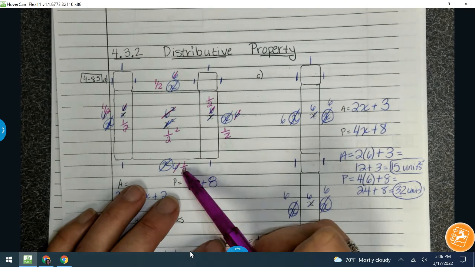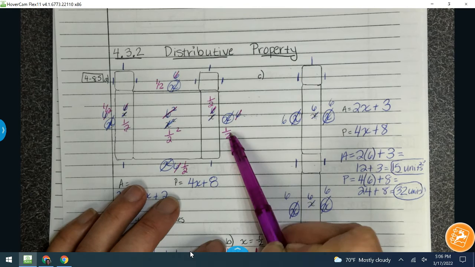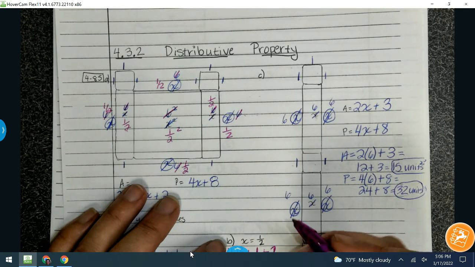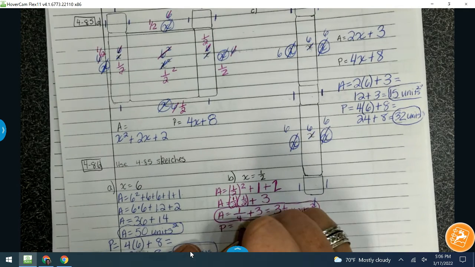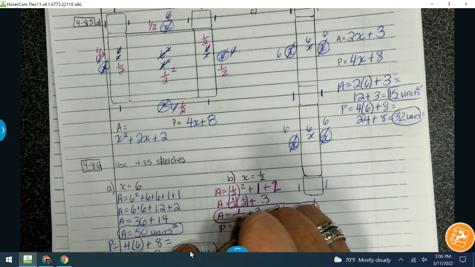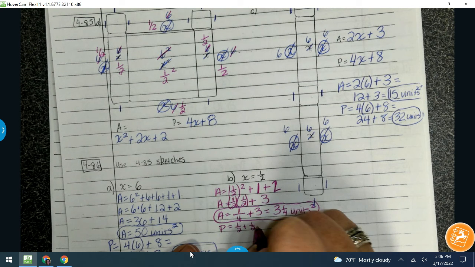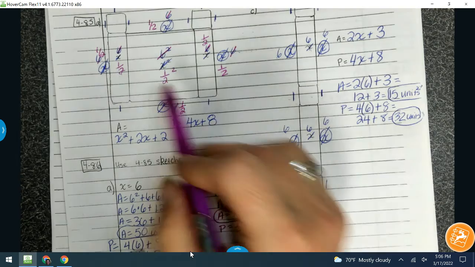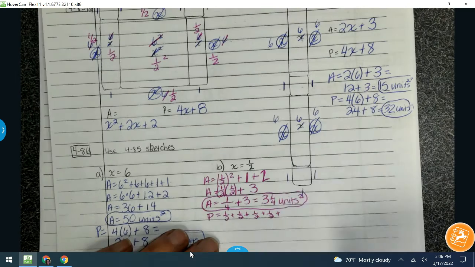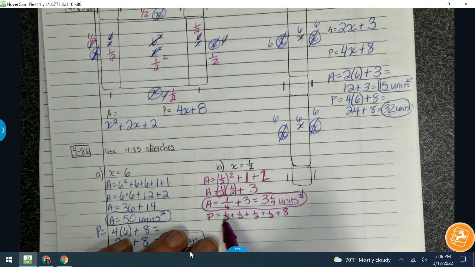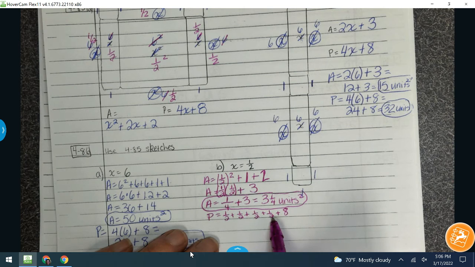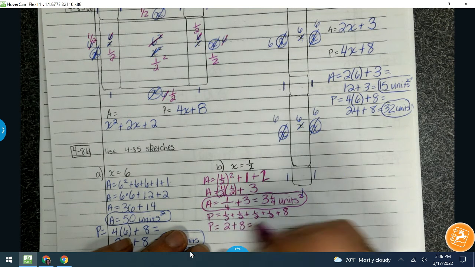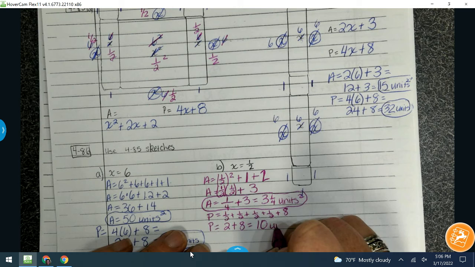So I'm going to take 1/2 plus 1/2, 1/2 plus 1/2. So that is going to give me 2. So I have 1/2. I'm going to go ahead and write this out because I don't want to confuse you. Plus, we already know that up here we have that 8. So 1/2 plus 1/2 is 1. 1/2 plus 1/2 is another 1. So we have 2 plus 8, which equals 10 units.